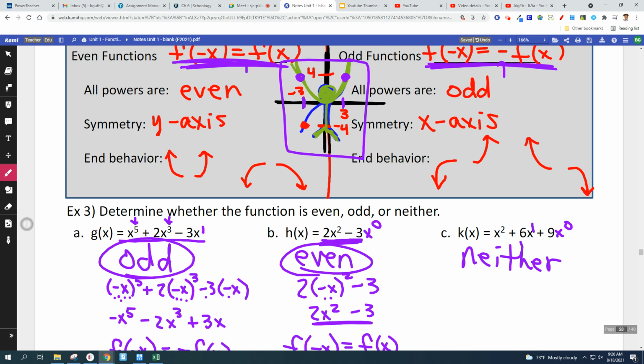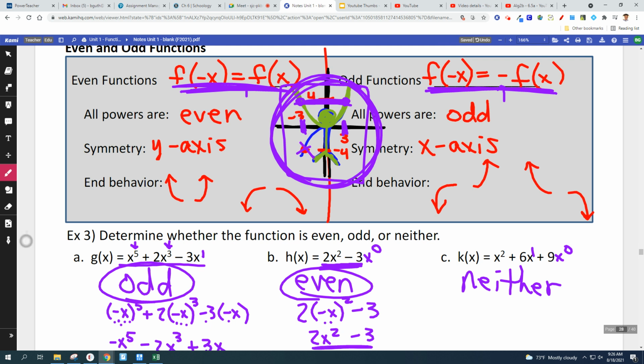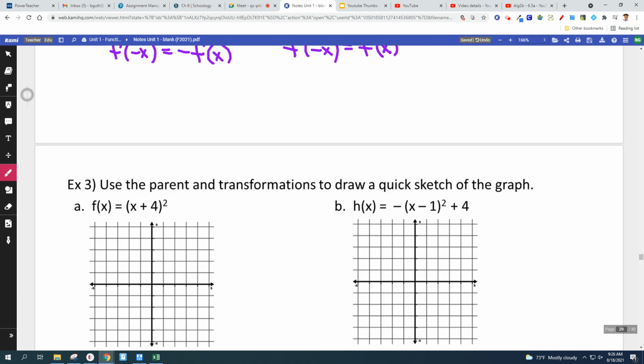But again, I know that's difficult to understand, and so I like to visualize this guy standing here. If you plug in an x number or a negative x number and you get the exact same value, that's even. But if you get that opposite value, odd. We'll do more of that later.